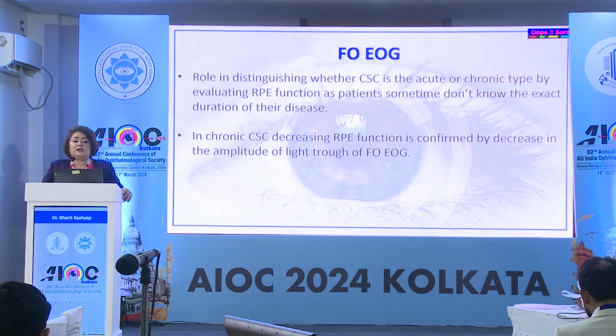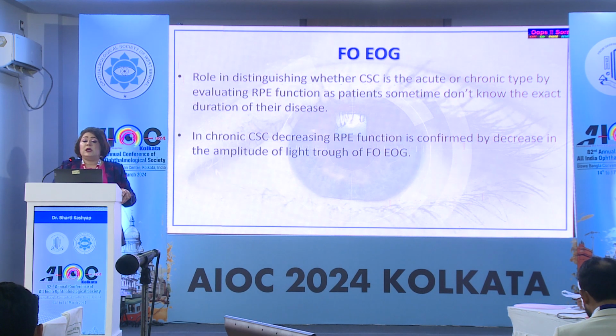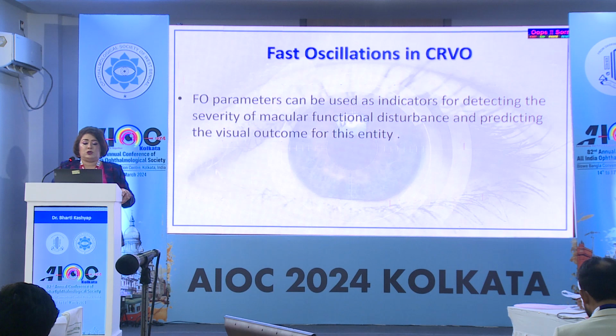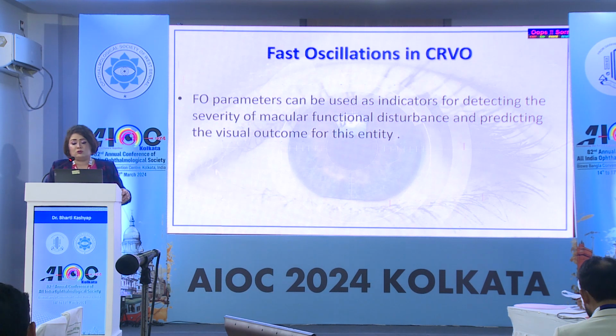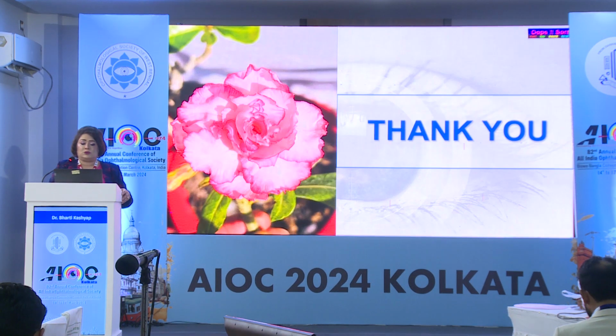It has a role in distinguishing whether CSC, central serous chorioretinopathy, is acute or chronic, evaluating RPE function. In chronic CSC, decreasing RPE function is confirmed by a decrease in amplitude of the light trough of FO EOG. FO parameters can be used as indicators for detecting the severity of macular function disturbance and predicting the visual outcome for this in CSC also.